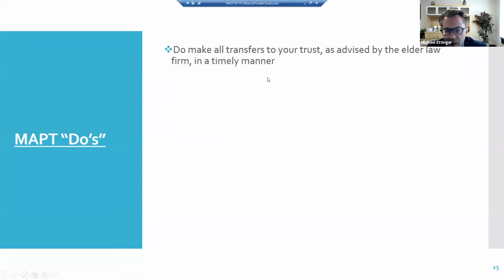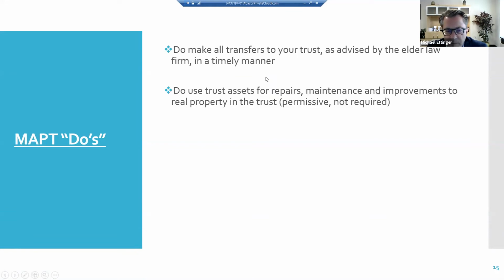Do make all transfers to your trust as advised by us in a timely manner. You can use the trust assets for repairs, maintenance, and improvements to the house. You don't have to. This is permissive. It's not required. So your big bills, repairs, maintenance, improvements, and insurance on the house, that could all be paid from the trust. That's not taken out of the trust. So you still get all the income from the trust, but this is on top of the income.